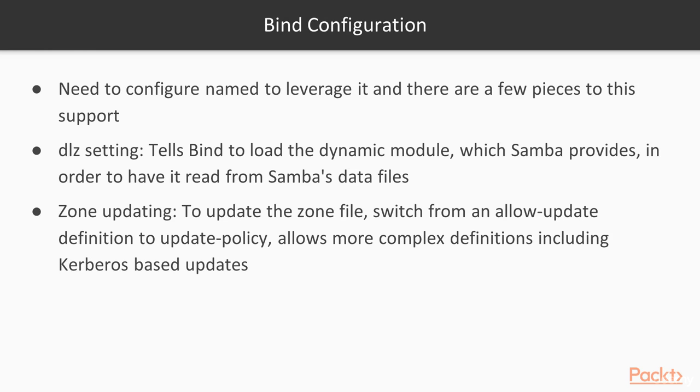Bind configuration. Now that Samba is set up to support BIND9_DLZ, we need to configure named to leverage it. There are a few pieces to this support. DLZ setting. This tells bind to load the dynamic module, which Samba provides, in order to have it read Samba's data files. Zone updating. In order to be able to update the zone files, you need to switch from allow-update definition to update-policy, which allows more complex definitions, including Kerberos-based updates.